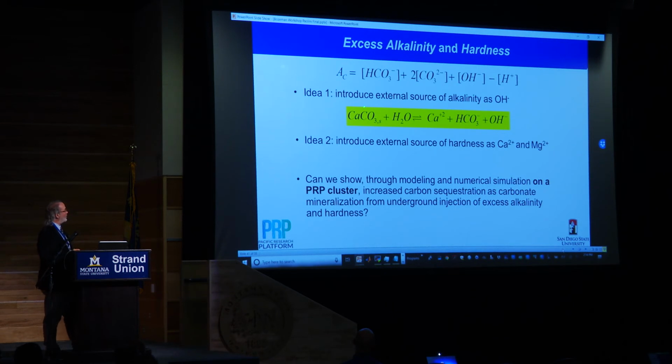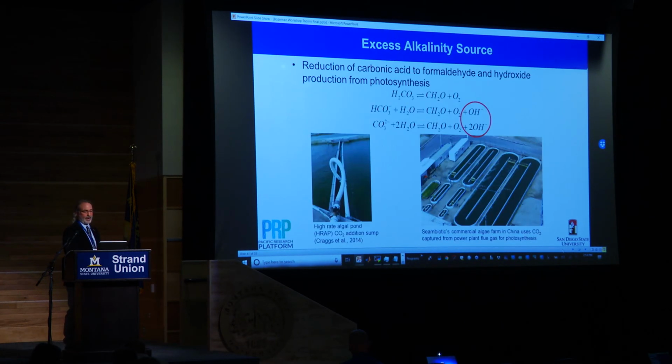So if we introduce an external source of alkalinity as hydroxide ions, then all of the carbons in a bicarbonate can go to a carbonate mineral, and the rest of the acid is neutralized to form water. So we want to simulate and model this kind of science by running a simulation on the PRP cluster, and we want to see if, by supplying this excess alkalinity, it actually precipitates carbonate minerals faster.